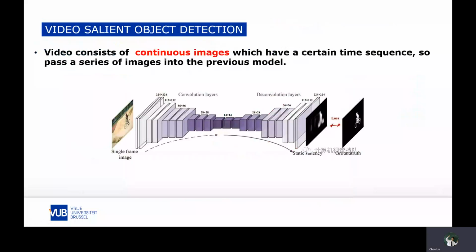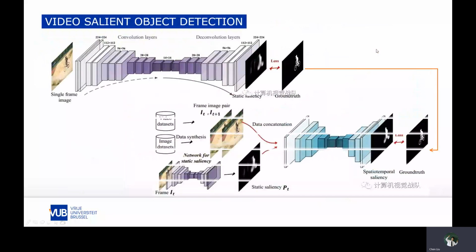Video consists of continuous images which have a certain time sequence, so we can input a series of images into the previous model to do the convolution and the deconvolution. You can see this one is our previous one. Now we introduce it into our video range. This is a video data set and the image data set, and you can see one frame from the video. We do data augmentation, and then this will have the spatial and temporal saliency, and use the frame sequence one by one.